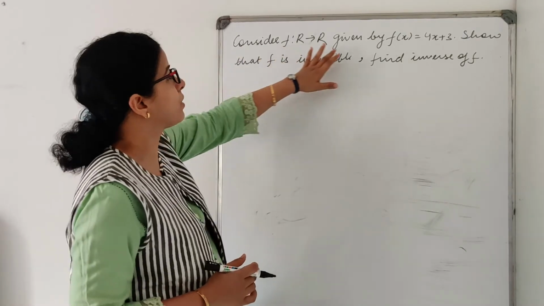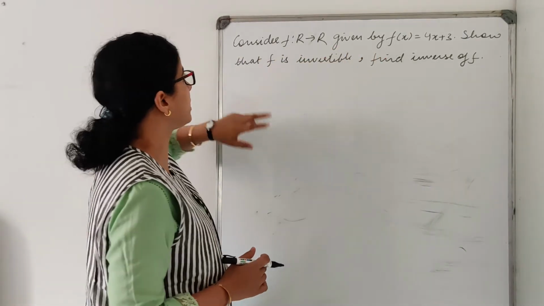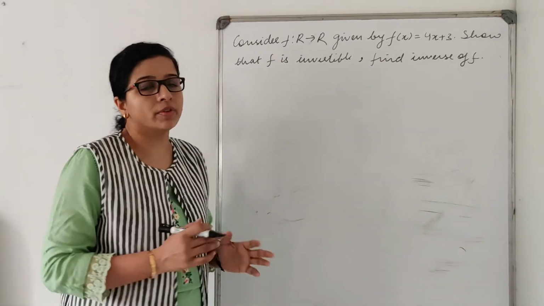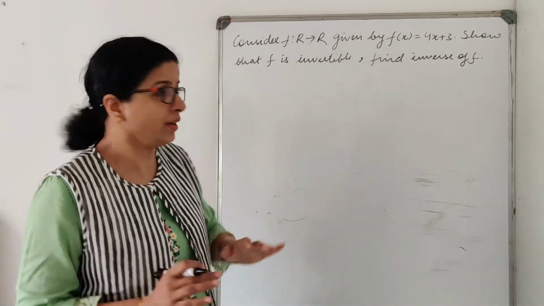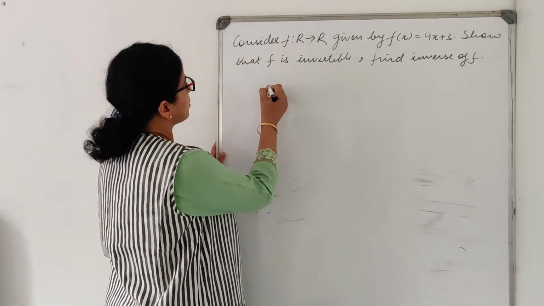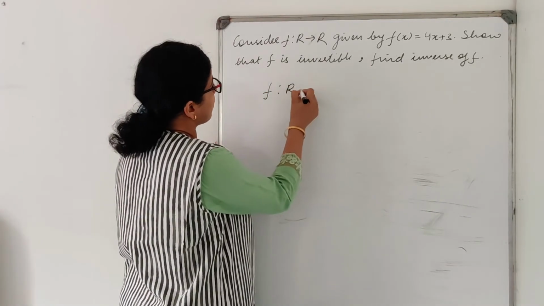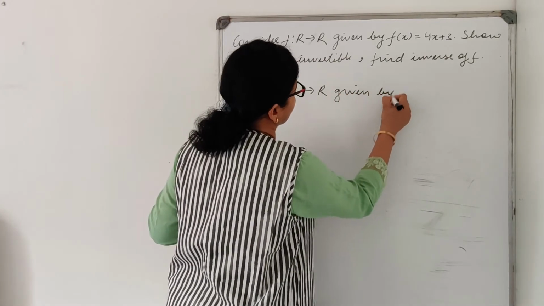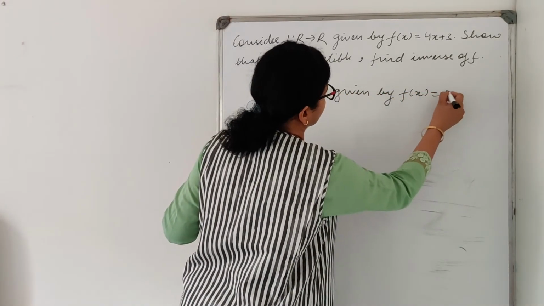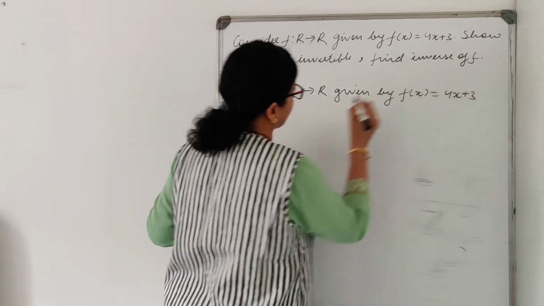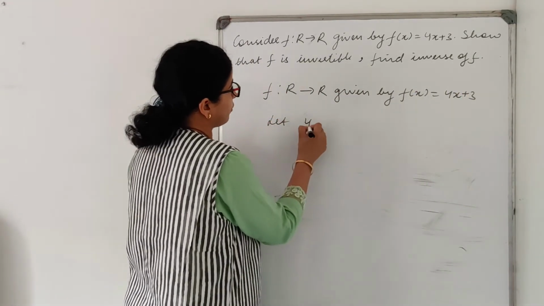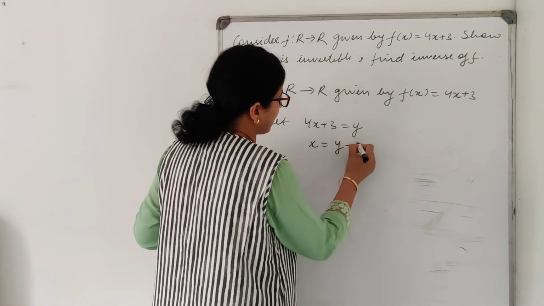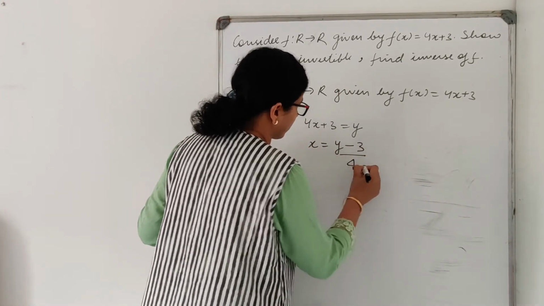Let us take this question now. Consider f: R → R given by f(x) = 4x + 3. Show that f is invertible. Find inverse of f. So again we will use the same fog and gof method. Our function is f: R → R given by f(x) = 4x + 3. Let 4x + 3 equals y. x is equal to (y − 3)/4.